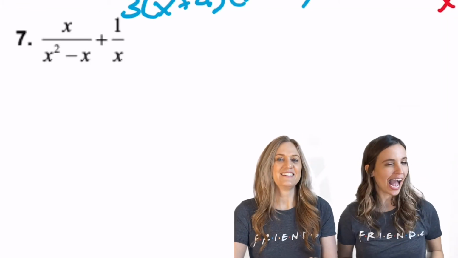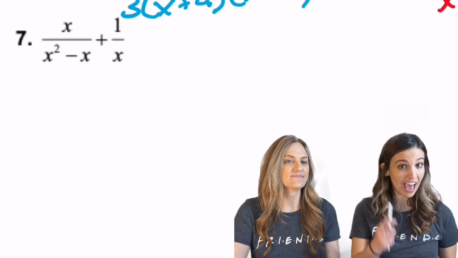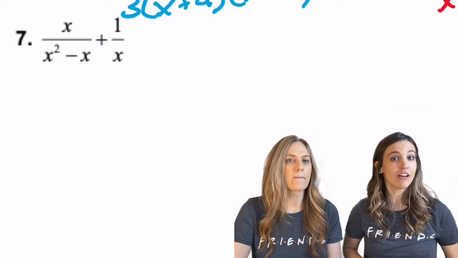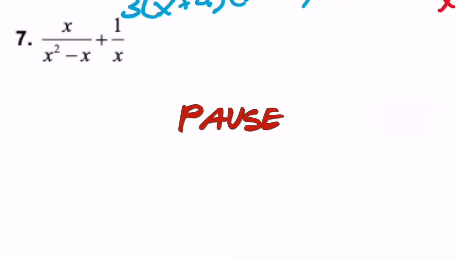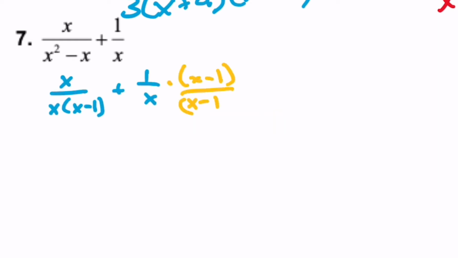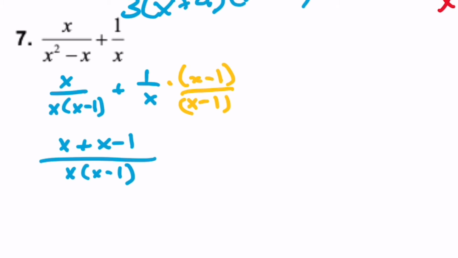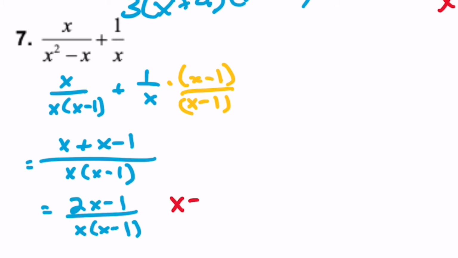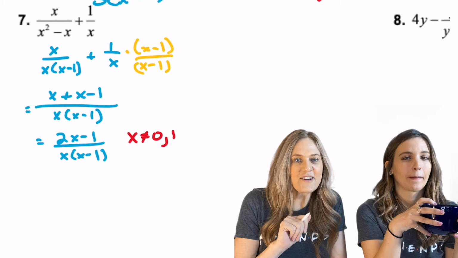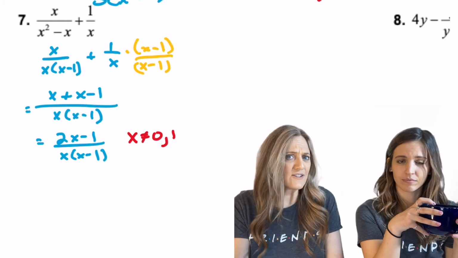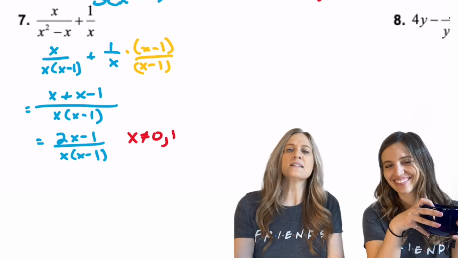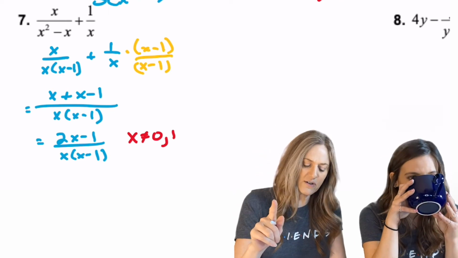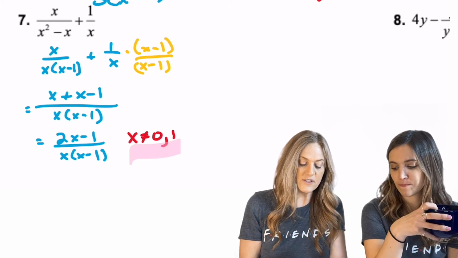Looking at this next one, I think you can do this. Make sure you factor, start strong on that first denominator, find that least common denominator, and simplify. First fraction factored out to x times x minus 1. Well, the second fraction already had the x, so I just had to multiply by that x minus 1 over x minus 1, simplify the numerator, bring it together. Our restrictions were x can't equal 0 or 1.